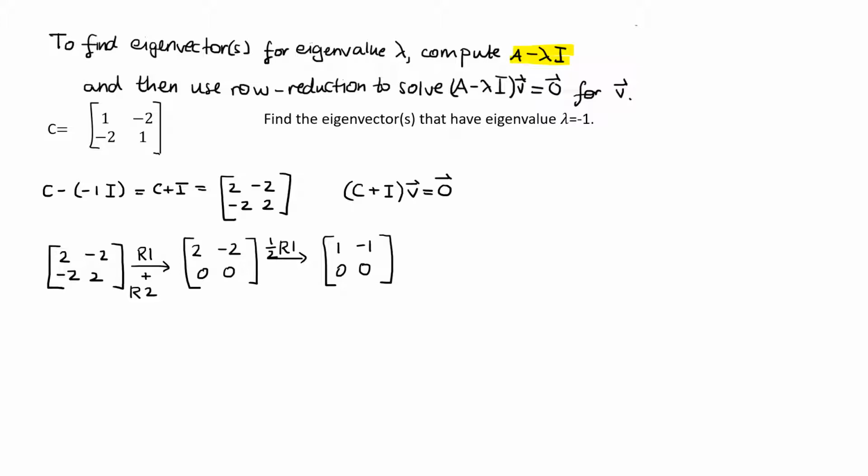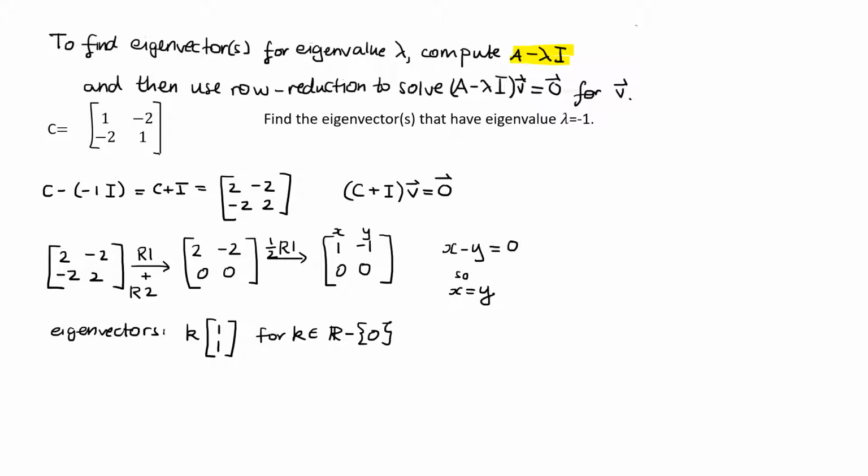Okay, and what we find is that we have solutions. If this is x and this is y, my solutions are x minus y is equal to 0. So x and y have to be equal. So my eigenvectors have the form k times 1, 1. So they're just going to be multiples of the vector 1, 1 for k real but not equal to 0.